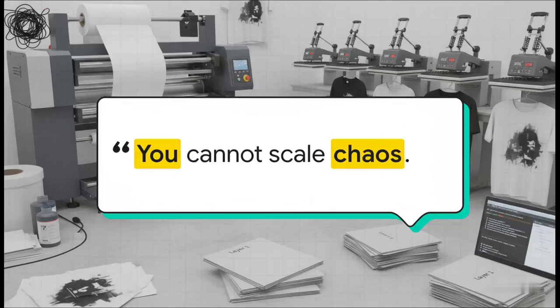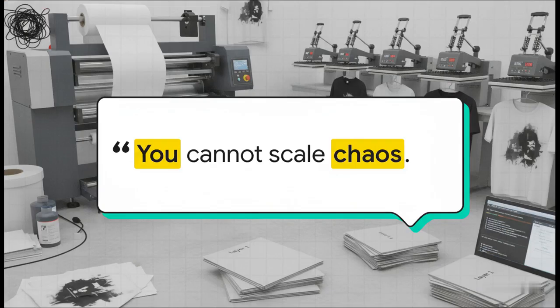Now, this next truth from the source material really struck a chord when I was reading through it. Quote, "You cannot scale chaos." Just let that sink in. If every operator on your floor does things slightly differently, or if your files are prepped differently depending on who happens to be working that day, or if your heat presses are just wildly fluctuating in temperature, you are operating in chaos. And if you try to double your order volume while operating in chaos, you won't double your profits. You're just going to double your headaches, your misprints, and your waste.